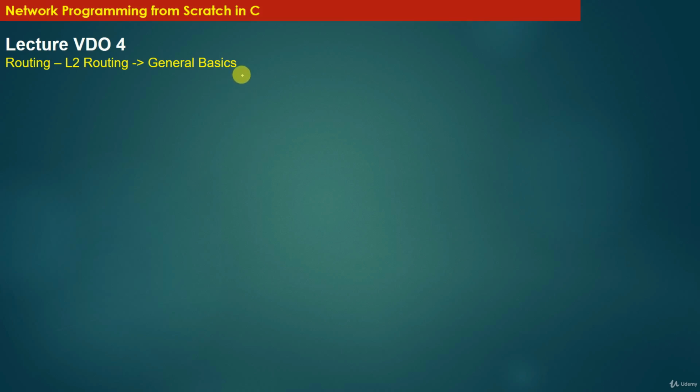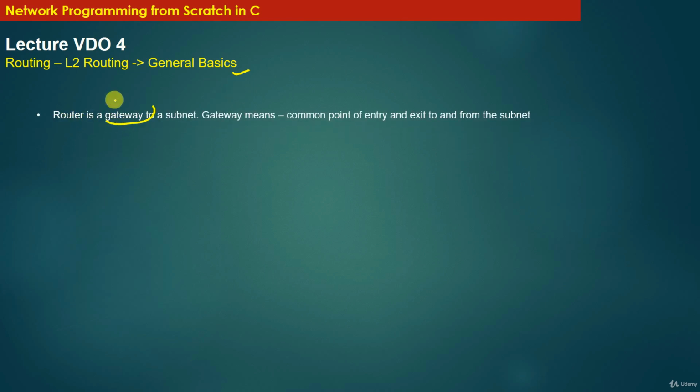So guys, next we will discuss some basics regarding L3 routing. So router means layer 3 router. A layer 3 router is a gateway to a subnet. Here the word gateway means a common point of entry and exit to and from the subnet. Each of a router's local interfaces hosts a subnet. So let us try to understand these two points.